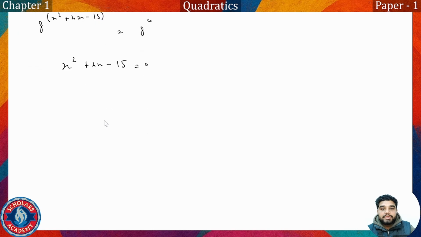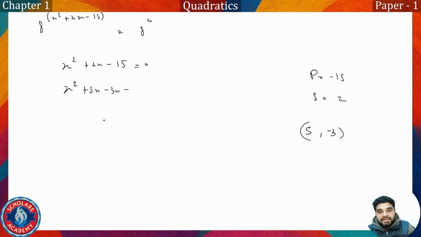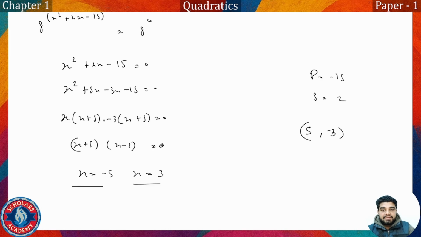Now we'll simply factorize this. Product is negative 15, sum is equal to 2. So from negative 15 and 2, we get 5 and negative 3. So x square plus 5x minus 3x minus 15 is equal to 0. We get x common, x plus 5, minus 3 common, x plus 5 is equal to 0. X plus 5, x minus 3 is equal to 0. X is equal to negative 5, x is equal to 3. These are the two zeros of this equation.